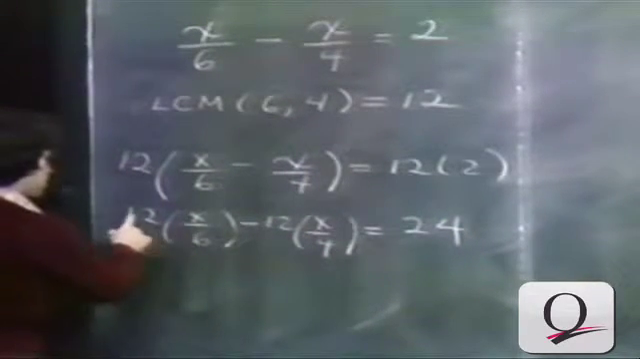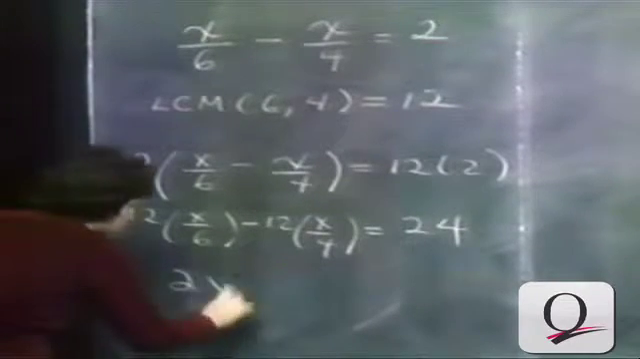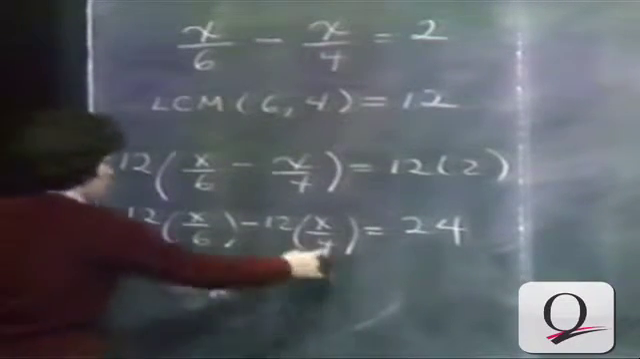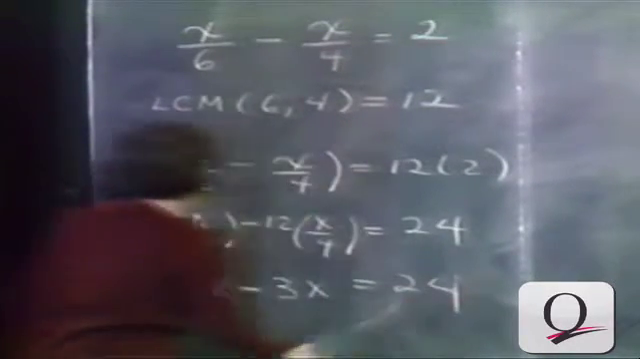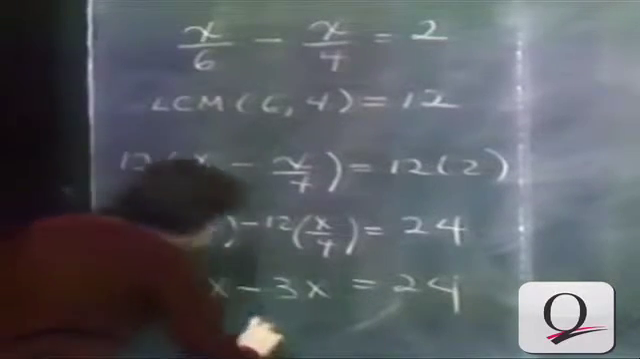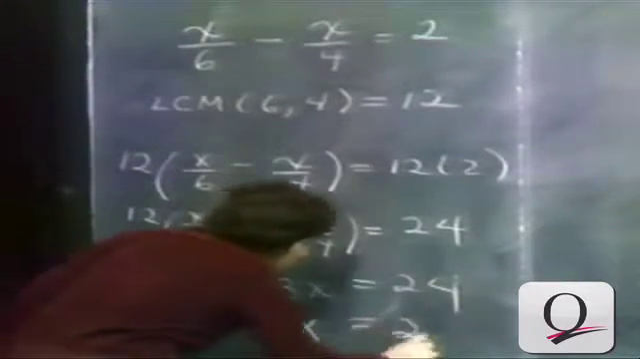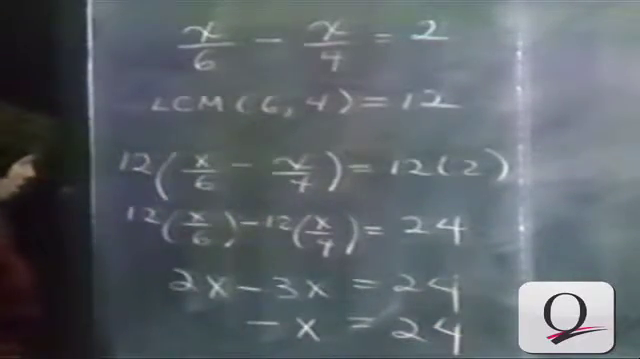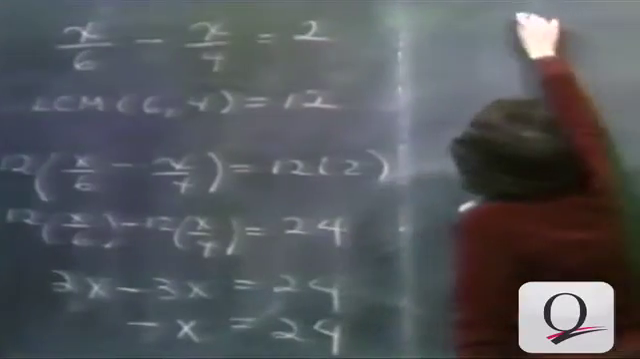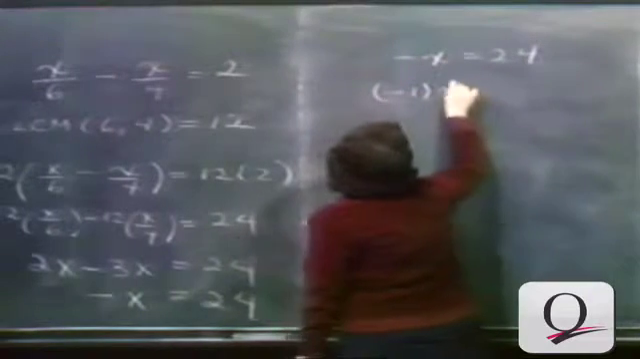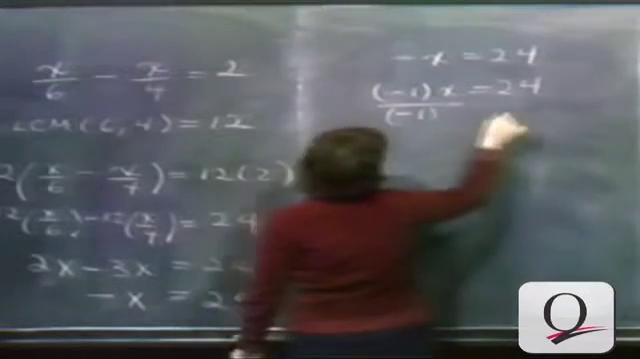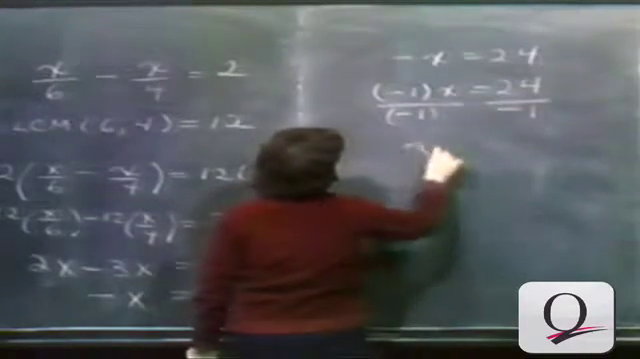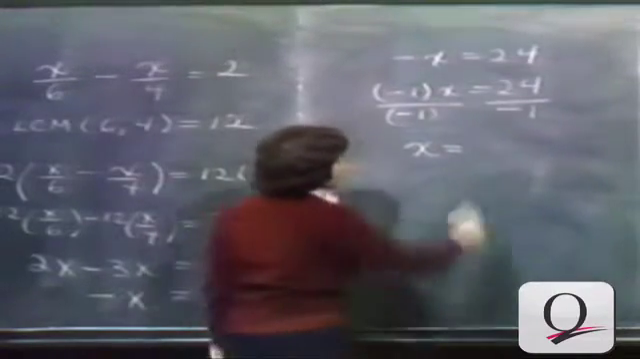Now, 12x over 6, that's just 2x. 6 goes into 12 twice. 4 goes into 12 3 times, so we have minus 3x equals 24. 2x minus 3x, that's minus x, equals 24. Now remember that minus x equals 24 is the same as saying minus 1x equals 24. So if we want to solve for x, we could divide both sides of this equation by minus 1, giving us a final answer of x equals minus 24.